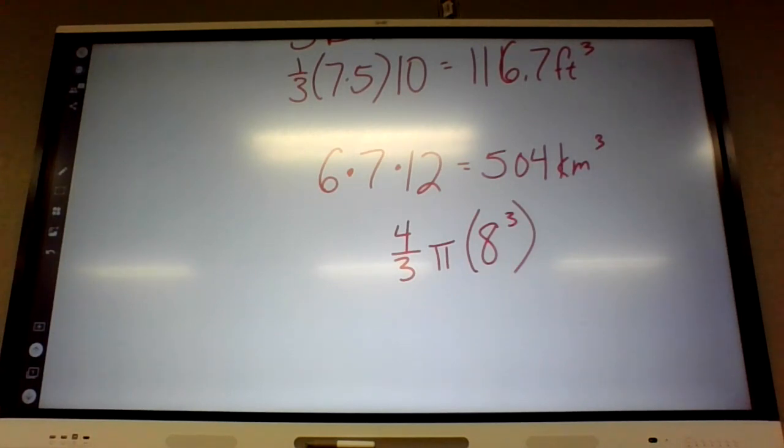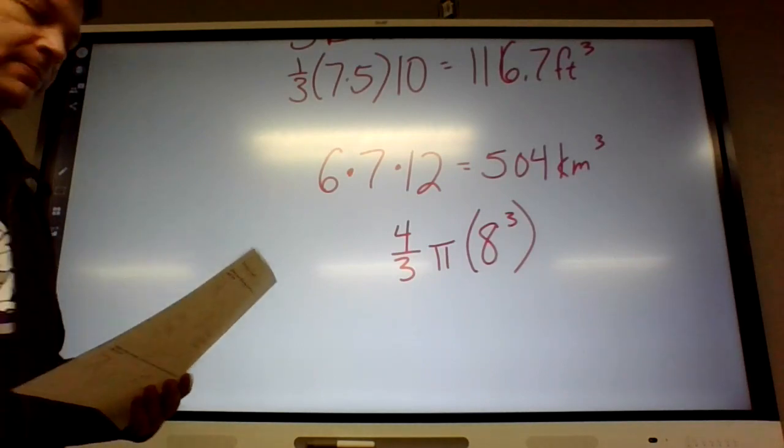Alright, however, number 8 is kind of tricky. What shape is number 8? What kind of solid is it? Yes, it was very fancy. You even said the isosceles part. It's a trapezoidal prism.